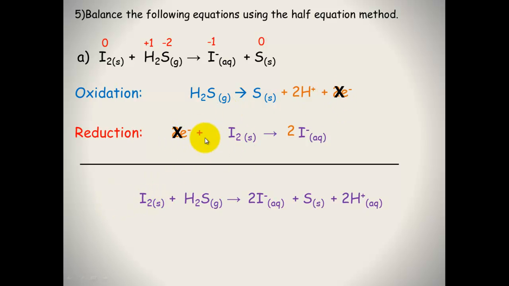So I end up with a final equation of iodine plus dihydrogen sulfide goes to my 2 iodide ions plus sulfur plus my 2 hydrogens from here.